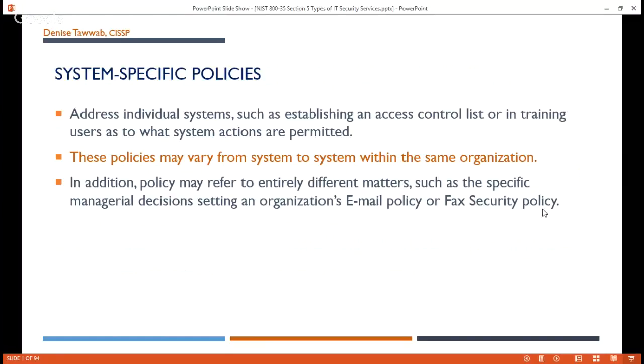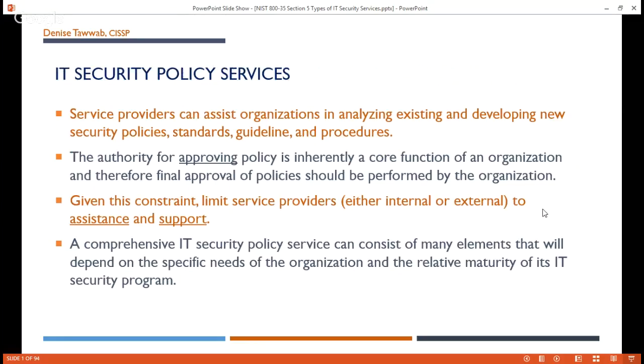Then you have system-specific policies that address individual systems, such as establishing your access control list or how you're going to train your users as to what system actions are permitted. These policies are going to vary from system to system within the same organization. And additionally, the policy may refer to entirely different matters, such as a managerial decision setting an organization's email policy or fax security policy, if anybody's still faxing.